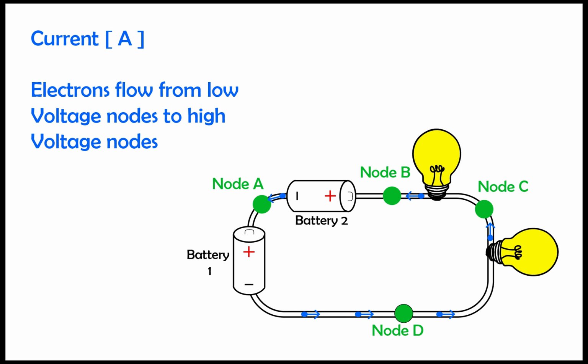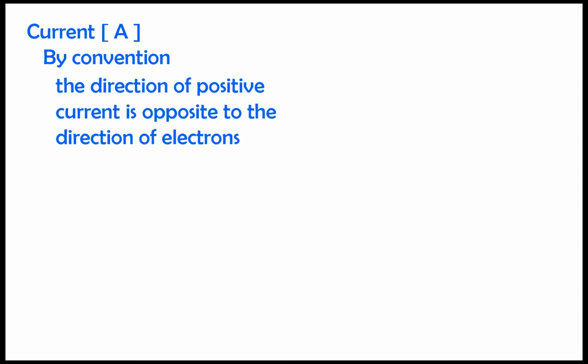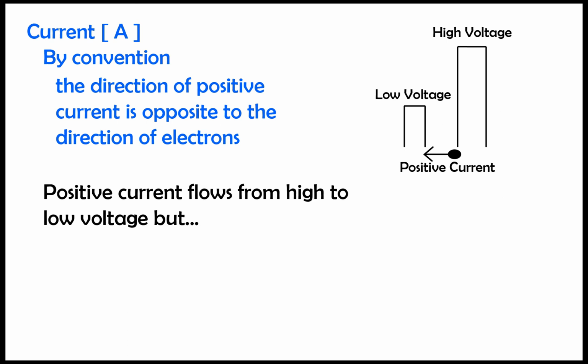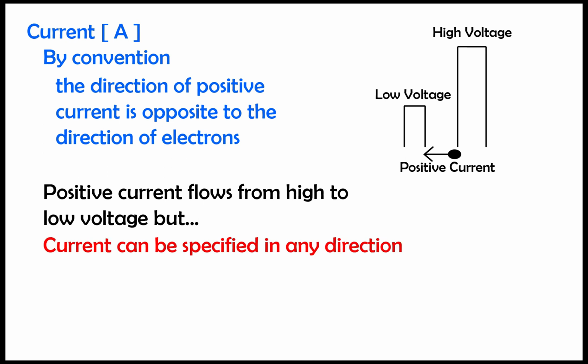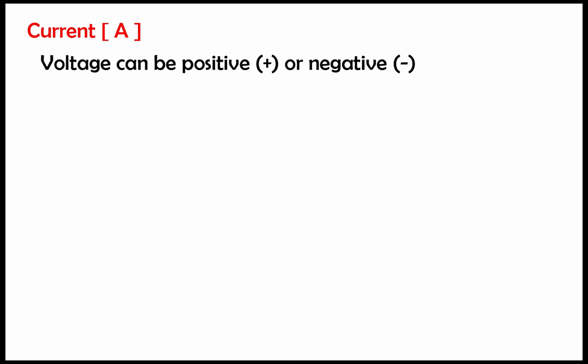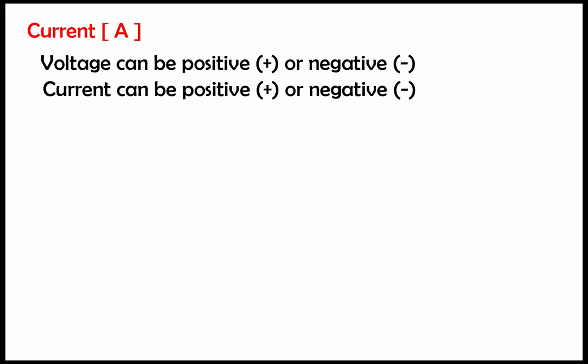We said that electrons move from points of low to high voltage. By convention, the direction of positive currents is opposite to the direction of electron flow. So the positive direction of current is always from nodes of high voltage to nodes of lower voltage, although current can be specified in any direction. Suppose the current going from B to C is 1 amp. Then it's also true that the current going from C to B is negative 1 amp. Just like the voltage can be positive or negative based on the reference node, current can change polarity based on the chosen direction for analysis.